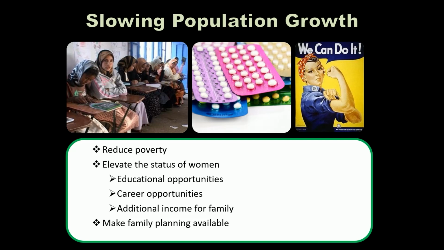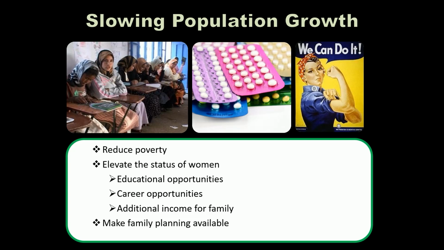And if you make family planning options available, contraception, abortion rights, the ability to decide when you are going to have that family, when you're going to start that family, maybe you're going to have the family of the same size, but you're going to delay it by a few years. That would slow the population growth rate.